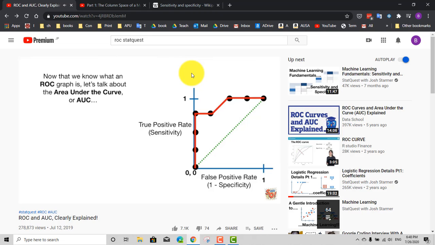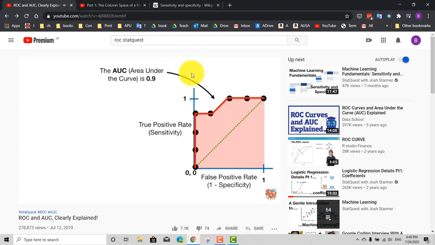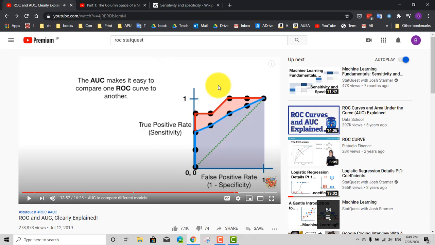Bam! Now that we know what an ROC graph is, let's talk about the area under the curve, or AUC. The AUC is 0.9. Bam! Okay, the AUC is 0.9.